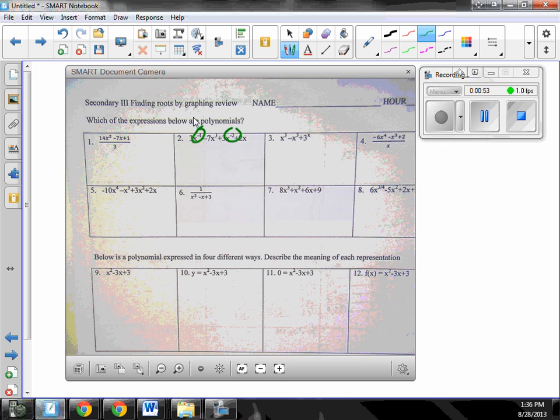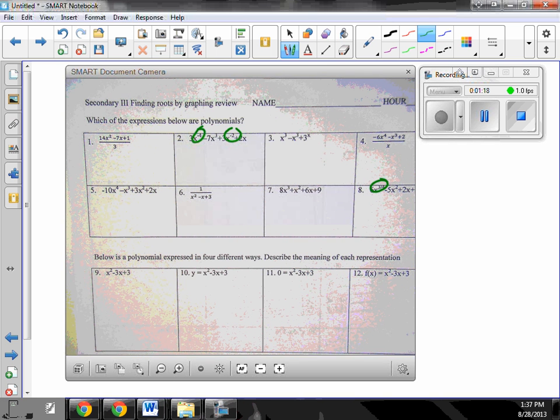Why is 8 not? It has a fraction exponent. That 3/4 is against the rules. Okay? You would say not polynomial and circle Y. Okay, is number 1 a polynomial? Yeah. Number 1 is. What about 3?